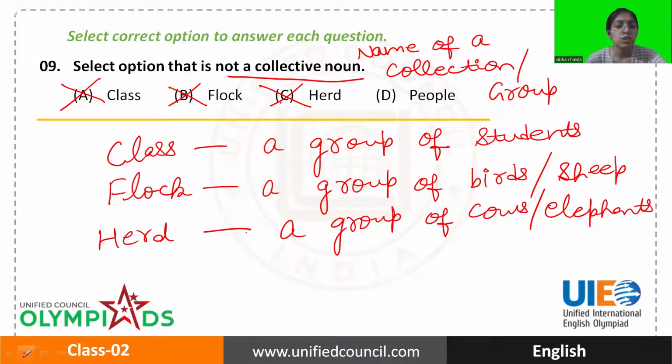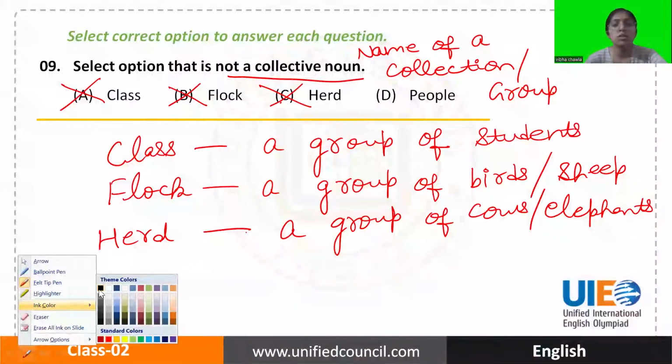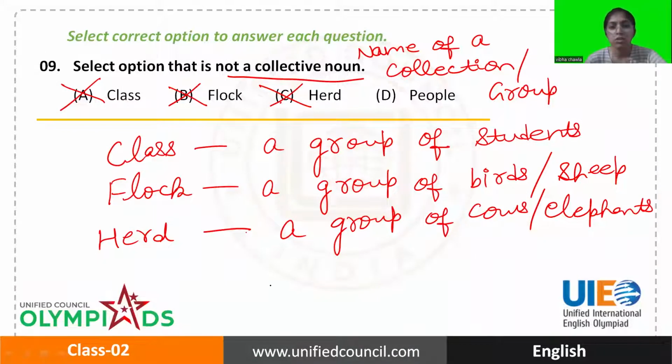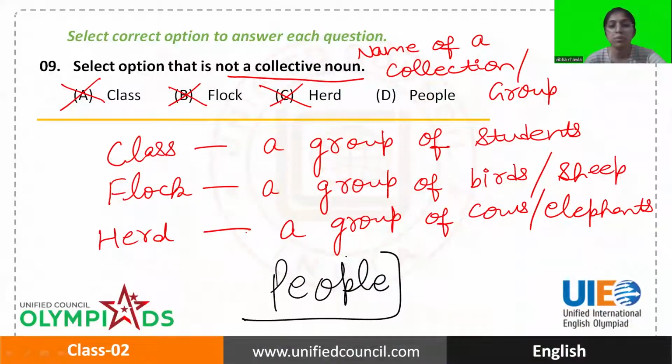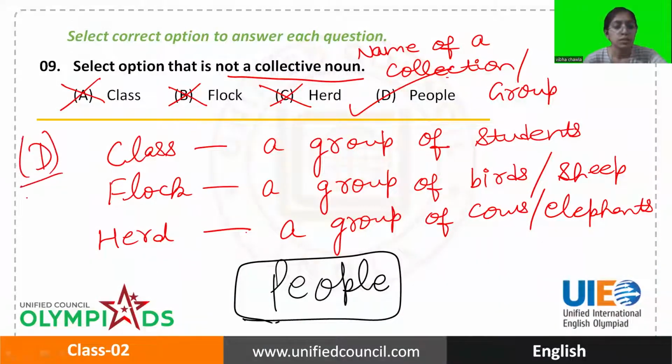And if I talk about people, that is not a name of a collection. Okay, that's not a collective noun, hence the correct answer. People is the plural of person. So people is not a collective noun, therefore the correct answer is option D.